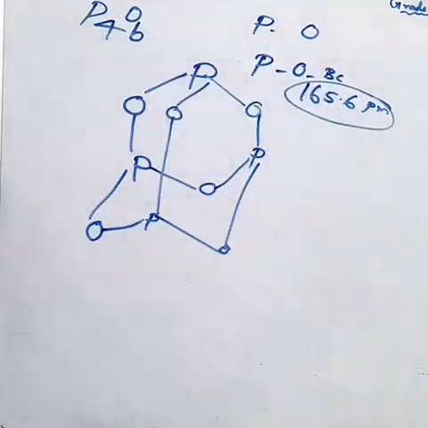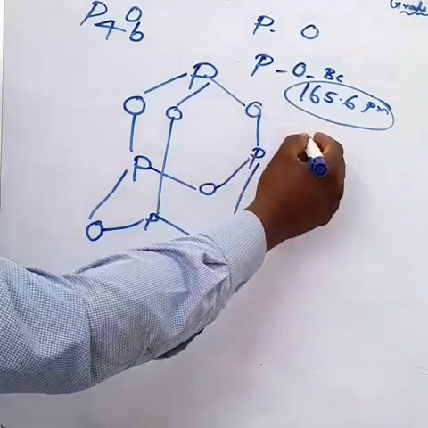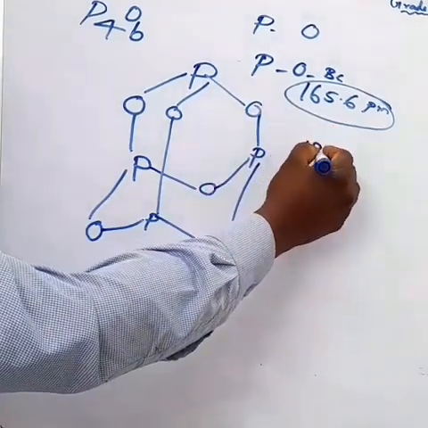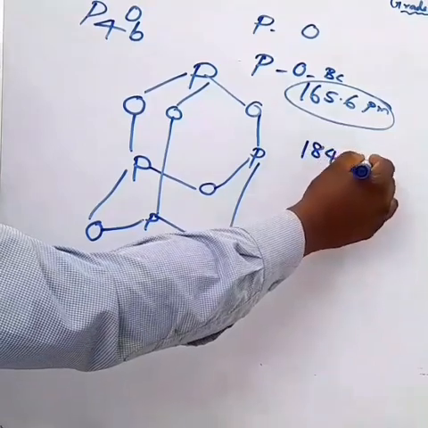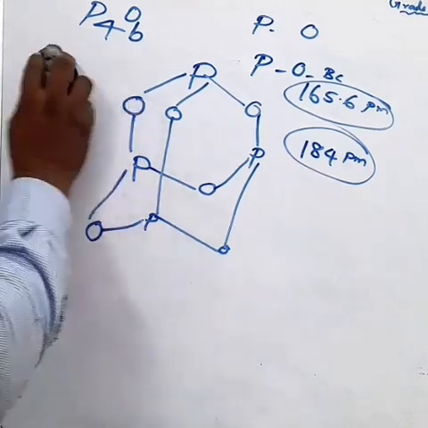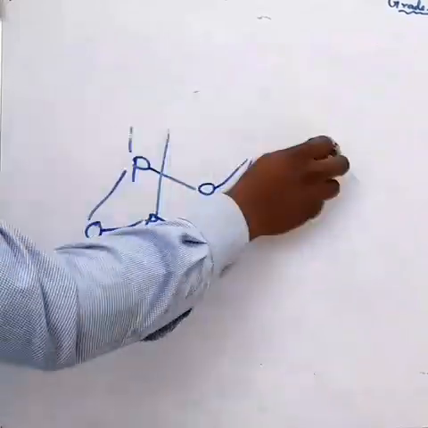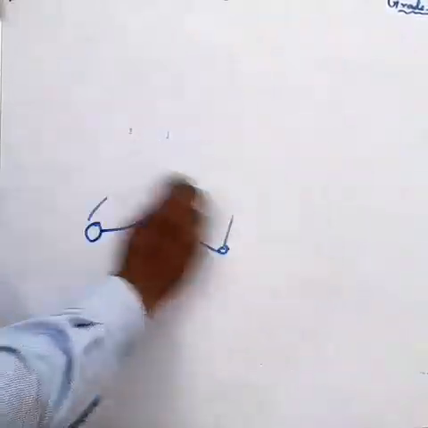This is shorter than the single bond distance of phosphorus-oxygen, which is given as 184 pm. Why is this happening? Due to p pi and d pi bonding, as a result there is considerable double bond character.